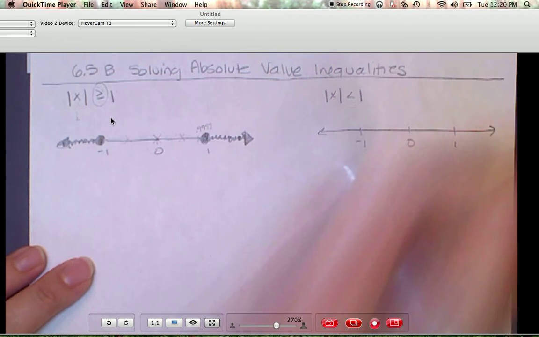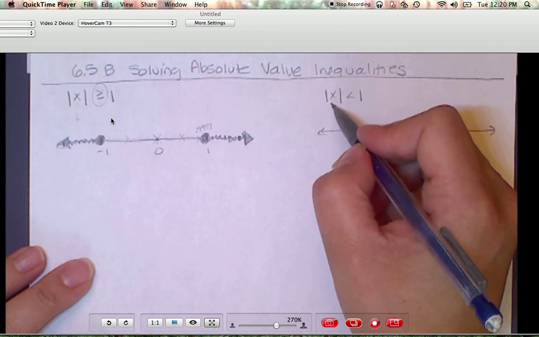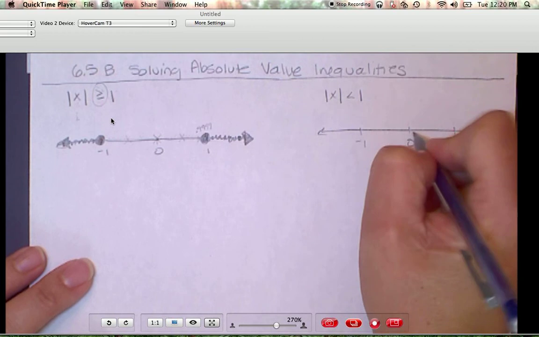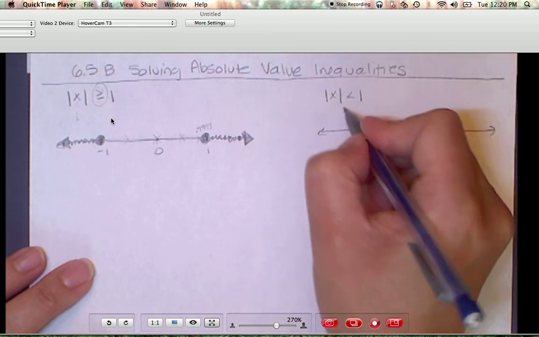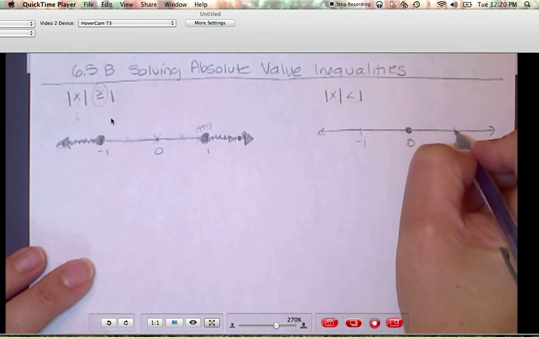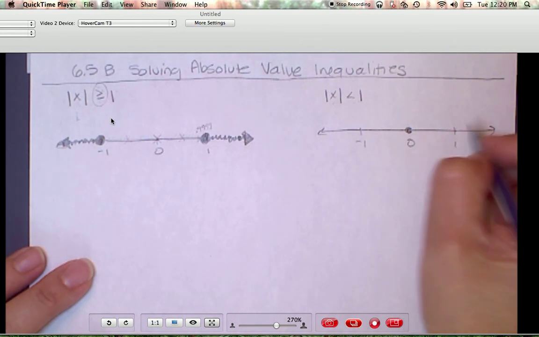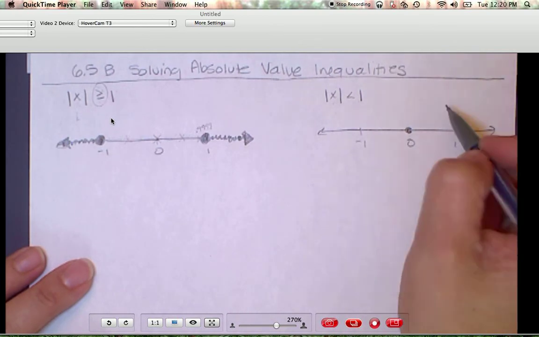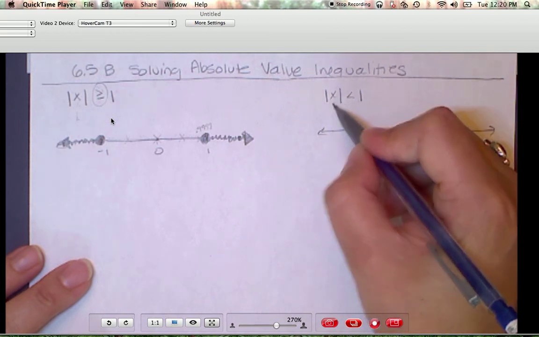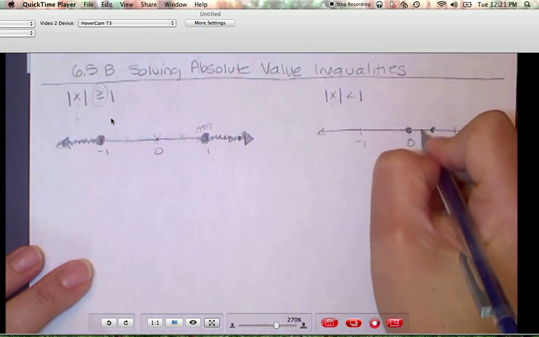What happens if it's less than 1? The absolute value of x is less than 1. What numbers will work? 0 works. The absolute value of 0 is less than 1 because we get 0 is less than 1. Will 1 work? The absolute value of 1 is not less than 1. So 1 is not going to work. Let's just leave that blank for now. What about 1/2? The absolute value of 1/2 would be 1/2. Is that less than 1? Yes, that'll work.